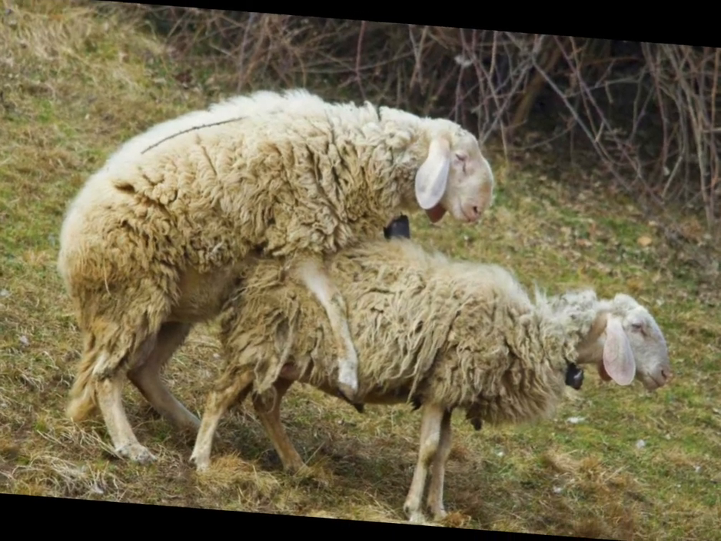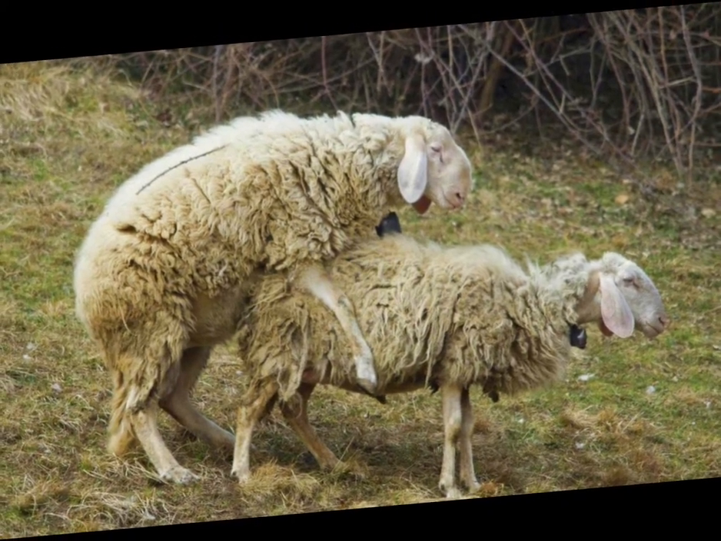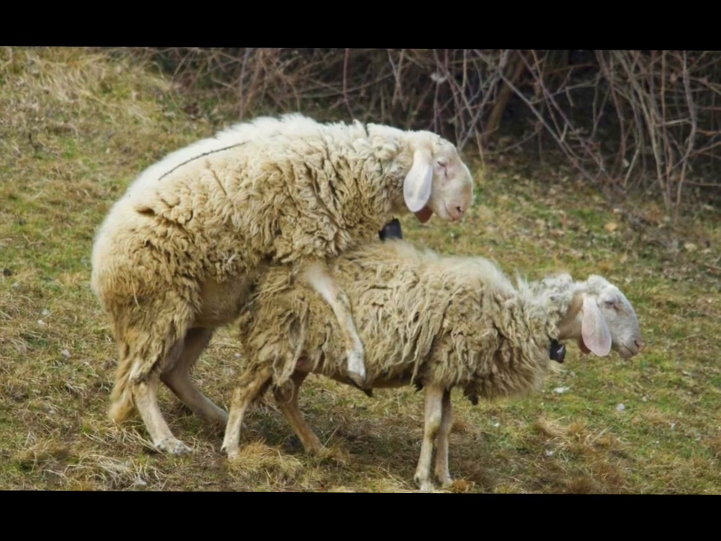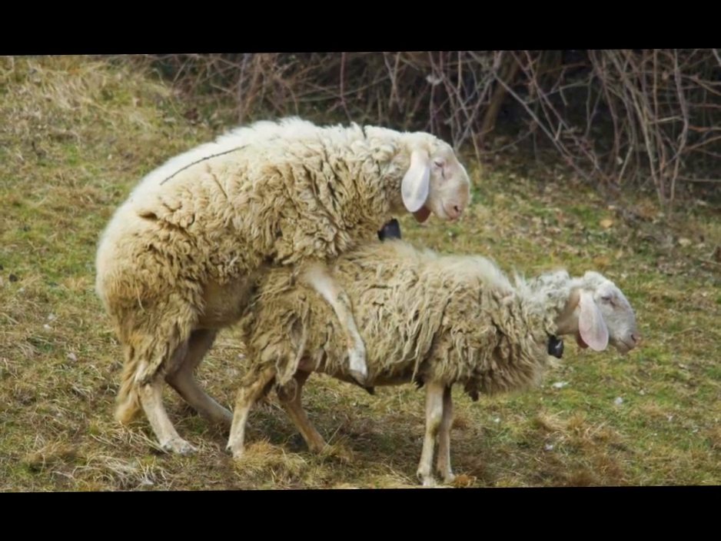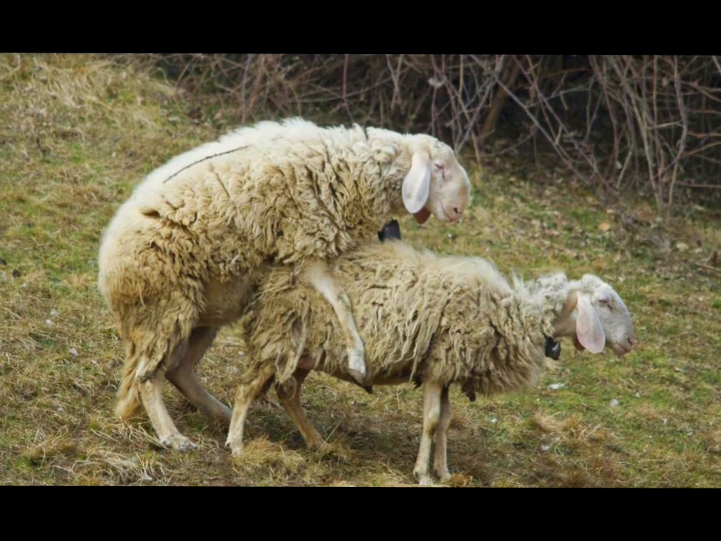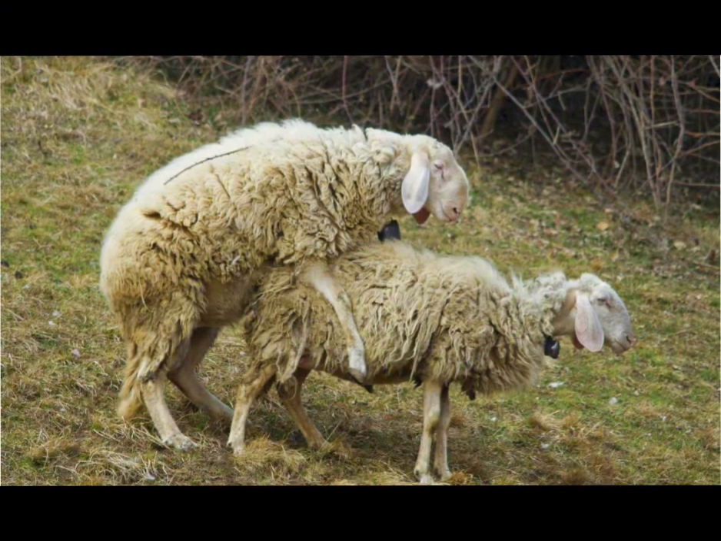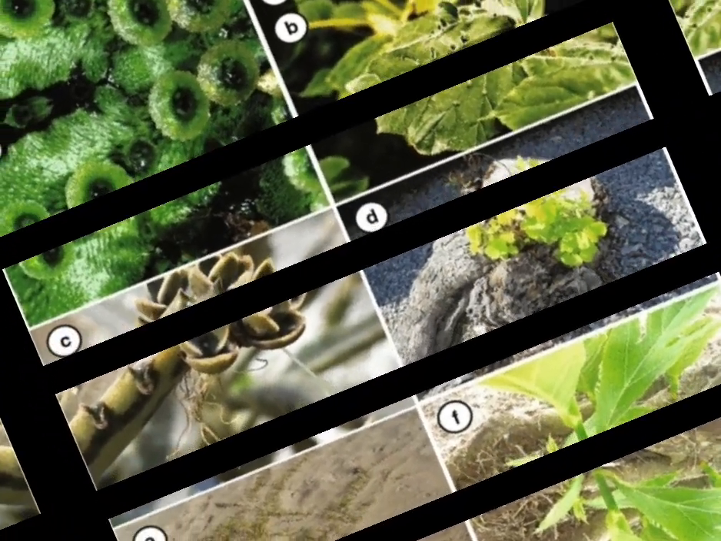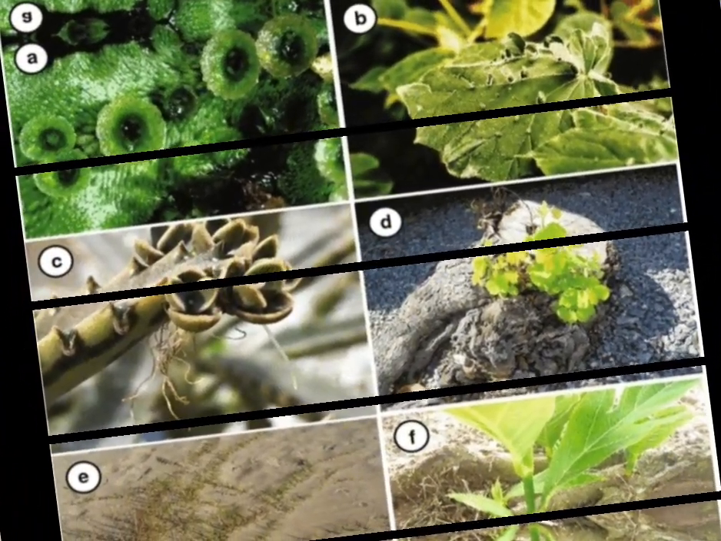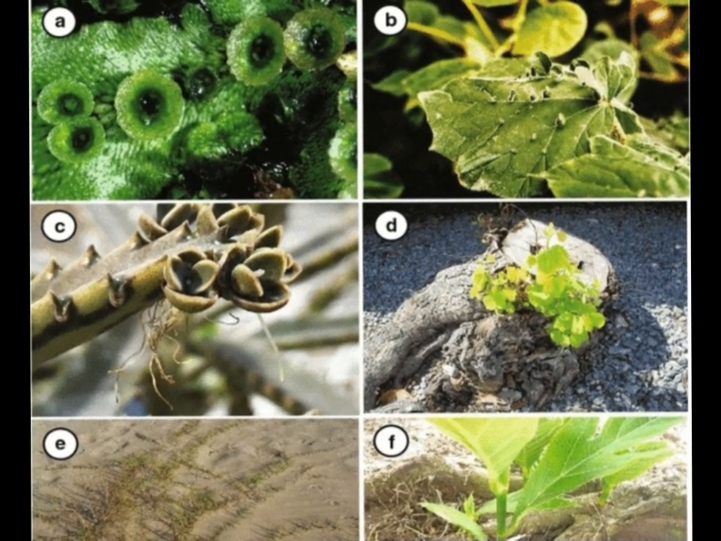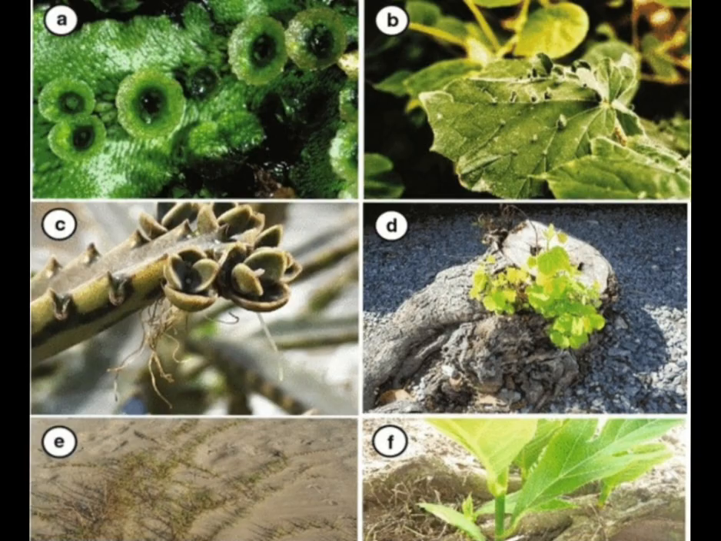The fifth characteristic which we are going to look at is reproduction. Living organisms reproduce to produce new organisms. Reproduction can be sexual, involving two parents, as happens in animals, or asexual, which involves a single parent, and the progeny are genetically identical to the parent.